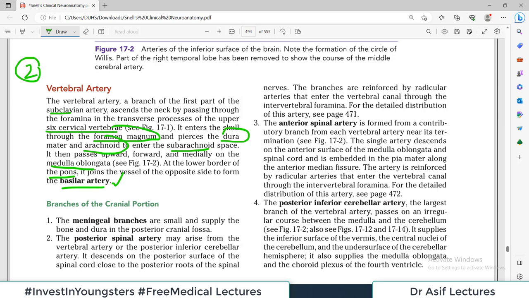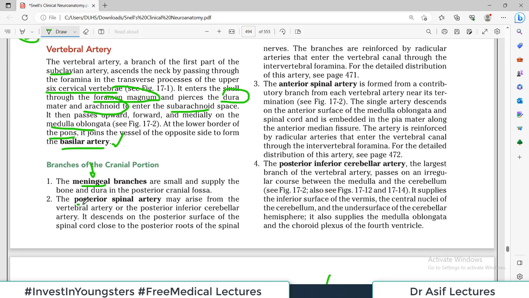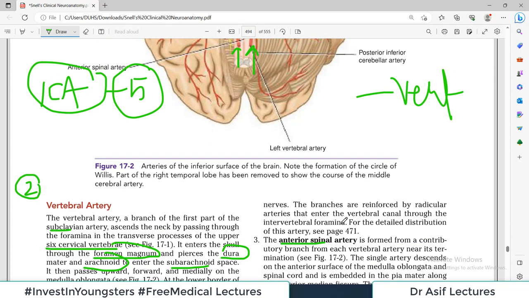Okay, अब vertebral artery की जो branches हैं, they are meningeal branches, simple, they will supply the meninges. There is a posterior spinal artery and there is an anterior spinal artery. So the vertebral arteries supply the spinal cord, and the posterior spinal artery may arise from the vertebral artery or also the posterior inferior cerebellar artery. So it's a 50-50 chance, but anyways, what it does is it descends on the posterior surface of the spinal cord, close to the posterior root of the spinal nerves. The branches are reinforced by the radicular arteries that enter the vertebral canal through the intervertebral foramen.